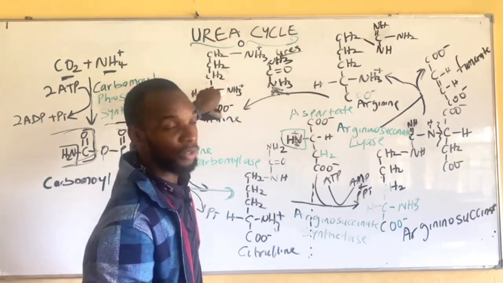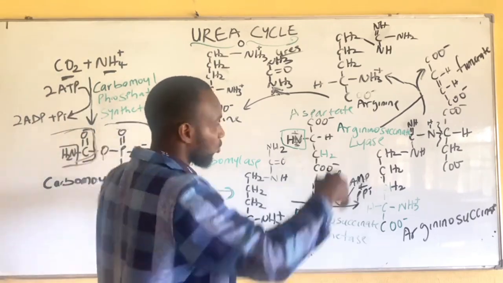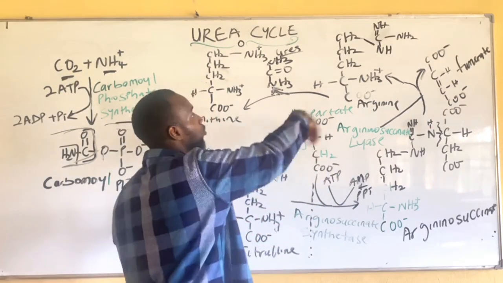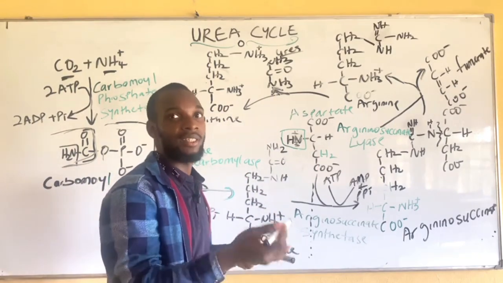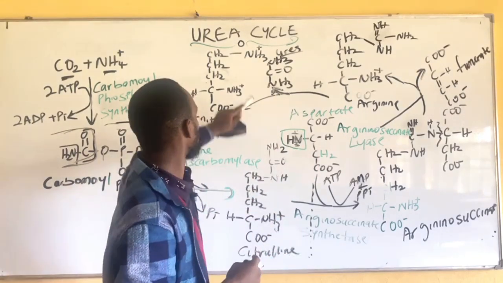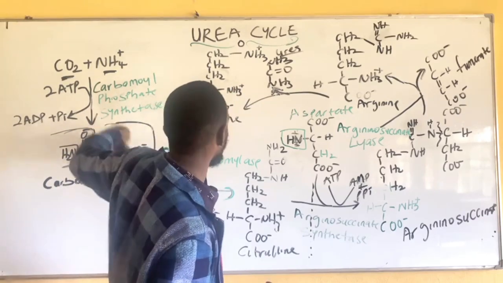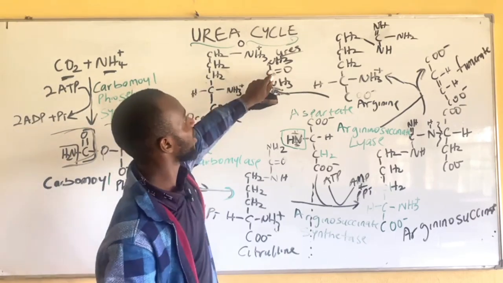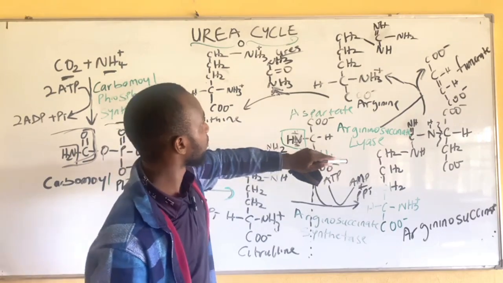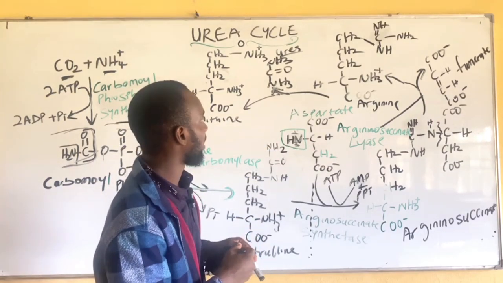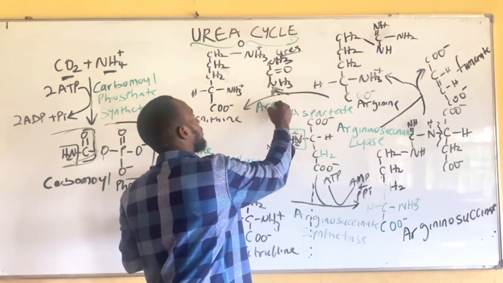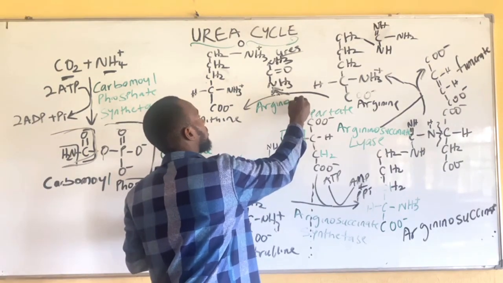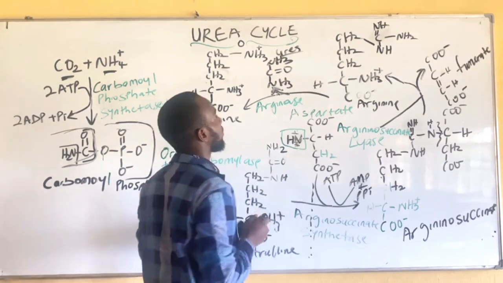Understand? The ornithine will go back for another turn of the cycle to reproduce urea again, and so on and so forth. Remember when I initially told you that ornithine is regenerated in this cycle. So ornithine will go back and continue the cycle. This right here is the urea, and the name of the enzyme that catalyzes this reaction is arginase.